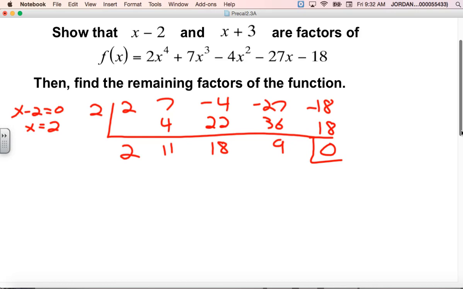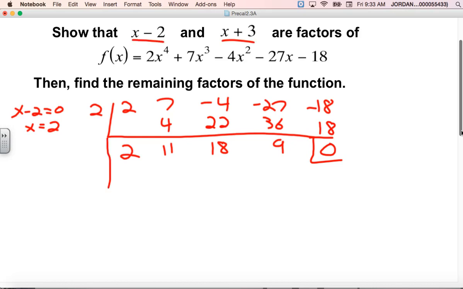So if you're plugging in something you know is a factor and dividing, and you don't get a remainder of 0, then you know you messed up your work somewhere. Okay, if we end up getting a remainder of anything but 0, we know we must have done something wrong, because if it tells us it's a factor, it has to have a remainder of 0. So now we're going to go ahead and keep going from there. So we've got a second one, right? They told us x plus 3 is a factor.